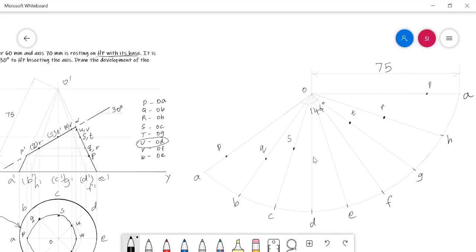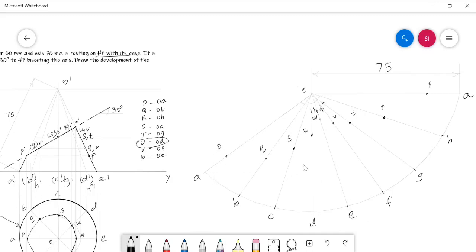In the generator OD in the development, with the distance measured from the front view O dash U, I am going to mark the point U, and in the generator OF, with the same distance I am going to mark the cut point V. In OF I am marking V, and the distance O dash W dash I am going to mark in the OE. In OE I am marking W.